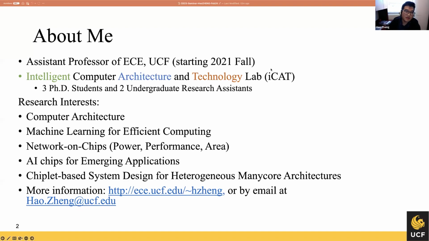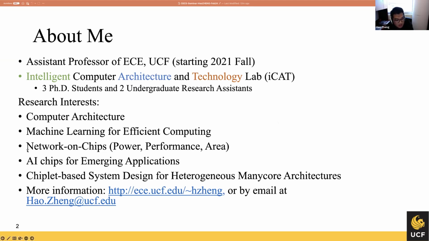So as usual, a few words about myself. I joined UCF in 2021, and I'm leading the Intelligent Computer Architecture and Technology Laboratory. We have 3 PhD students and 2 undergraduate research assistants at this moment. My research falls into the broad area of computer architecture. Specifically, I'm focusing on machine learning for efficient computing. In other words, we are trying to utilize some machine learning algorithms for optimizing current computer system design, for example, resource management or power management.